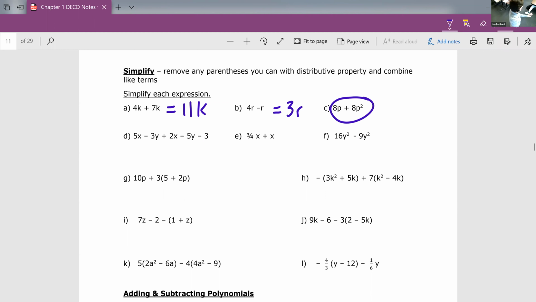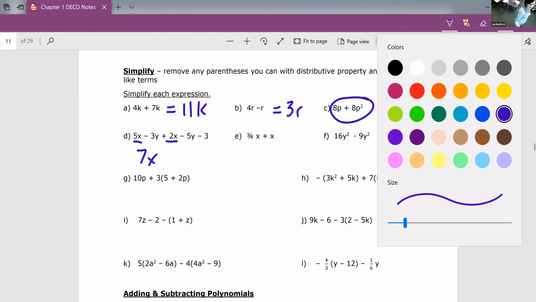Okay, now notice we have multiple terms here. Some of them have X's, some of them have Y's, some of them don't even have a variable. So we're going to pick out, do we have more than one term with an X in it? Yes, I see 5X and a 2X. What do I get if I put those together? 7X.